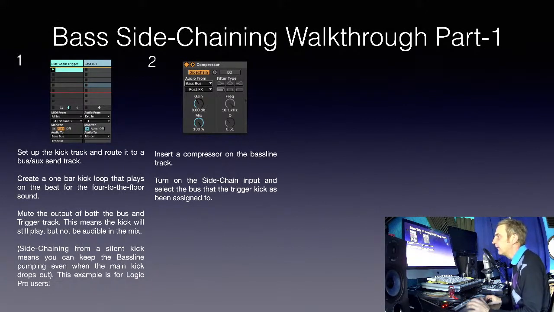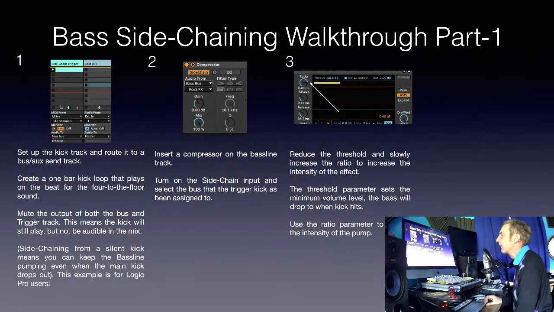So secondly, we insert a compressor on the bass line, turn on the sidechain input, and select the bus that the trigger kick has been assigned to. So you can see my example there. I've set up my sidechain on my compressor with audio from the bass bus. Third, we reduce the threshold and slowly increase the ratio to increase the intensity of the effect. The threshold parameter sets the minimum volume level the bass will drop to when the kick hits. Use the ratio parameter to control the intensity of that pump.